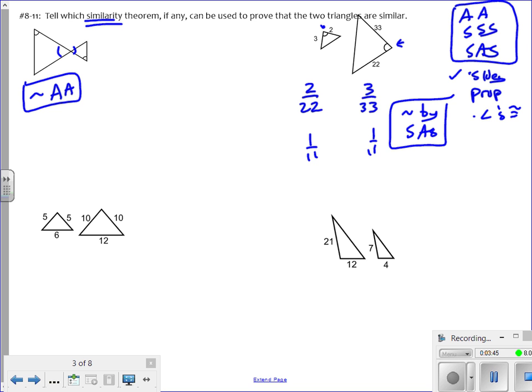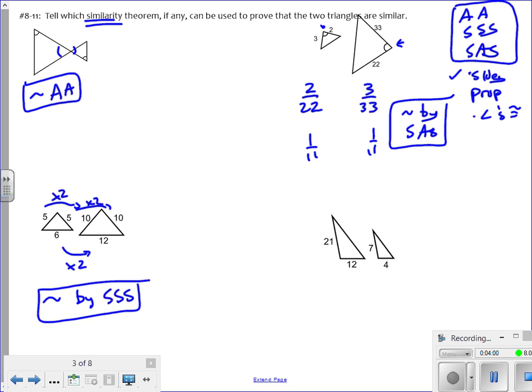Notice that I've checked. These look like side, side, side. A quick check. So 5 times 2 is 10. 5 times 2 is 10. 6 times 2 is 12. So these are similar by SSS.